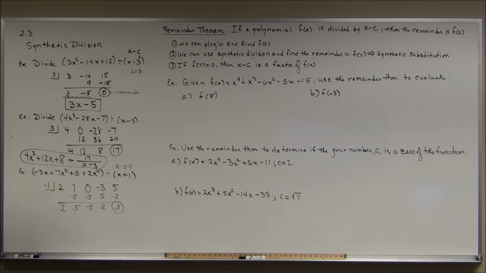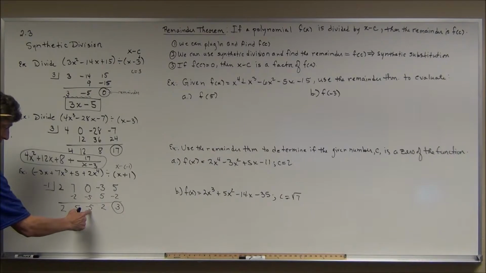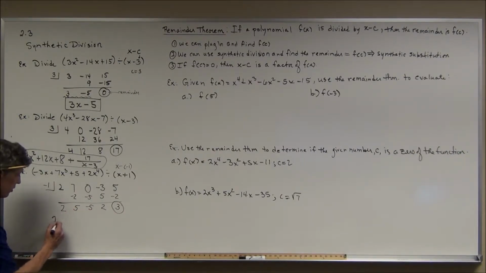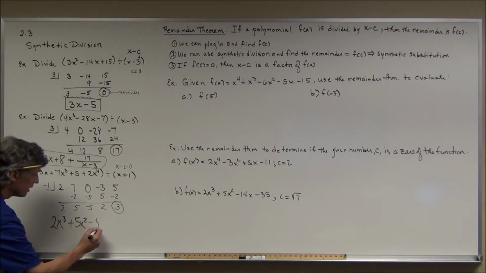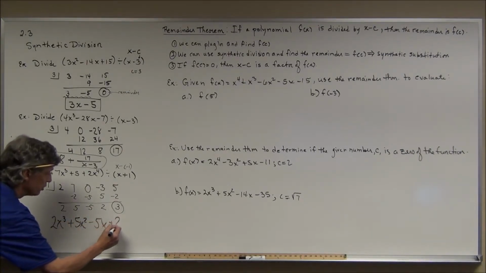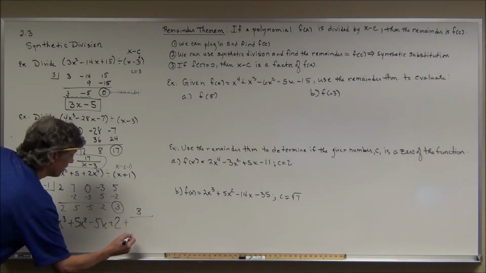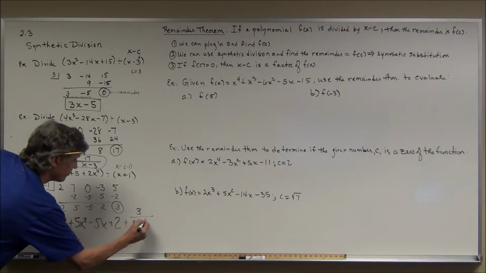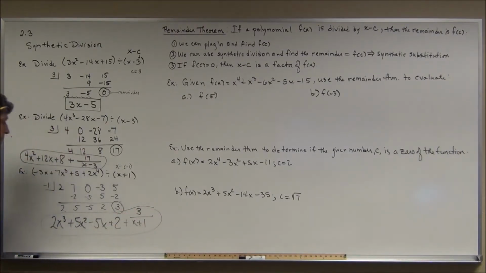So that's kind of a neat thing. So now, what's my answer? Well, this is my constant. My x to the first, my x to the second, my x to the third. 2x to the third plus 5x to the second minus 5x plus 2 with a remainder of 3, positive 3, so plus 3 all over x plus 1. And this would be my answer.